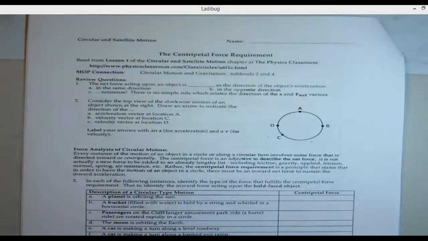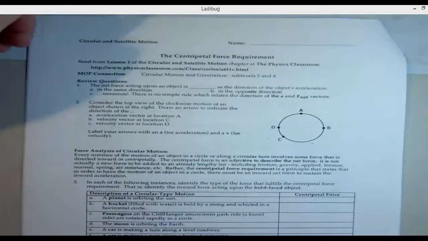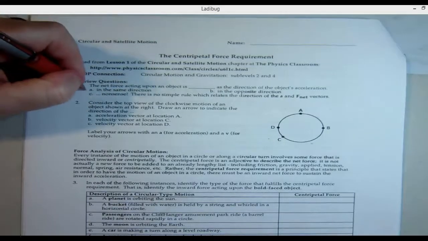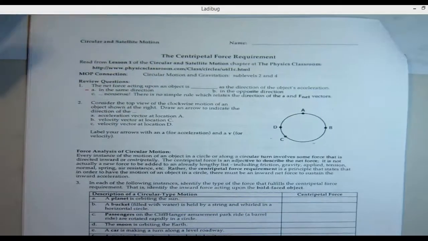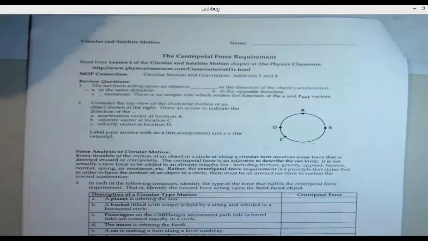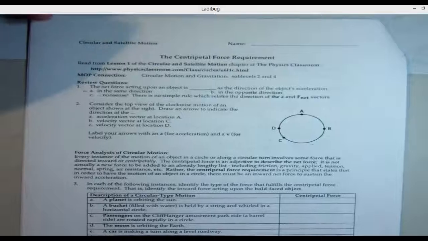All right, well, here we go. Centripetal force requirement. Same stuff, very easy. Number one, the net force acting upon an object is blank as the direction of the object's acceleration. The net force acting on the object is in the same direction that it's accelerating, because otherwise the net force would be right but it's accelerating left, and that makes no sense. A lot of these are repeats.